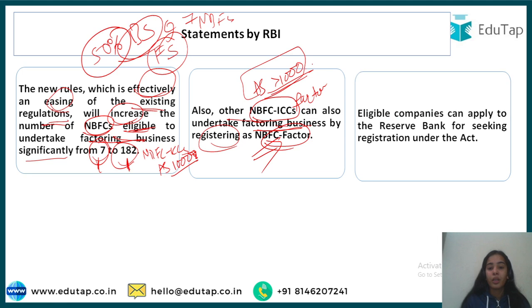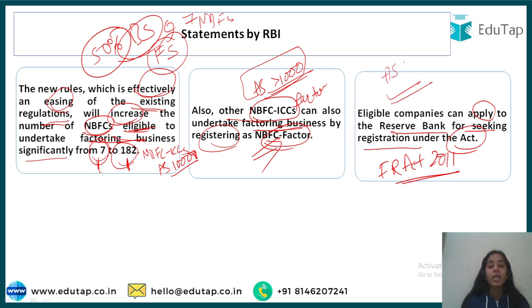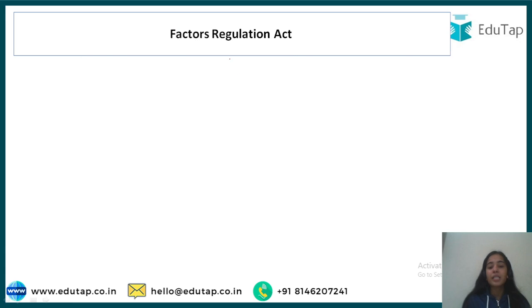So eligible companies can apply to the Reserve Bank for seeking registration under the Factoring Regulation Act of 2011. The companies that are eligible have an asset size greater than or equal to 1000 crore, as well as they are taking the role of the NBFC factor, registering as the NBFC factor. So they can apply under the Registration Act. So Factors Regulation Act, what this act is, because they will be getting the registration under this act now.